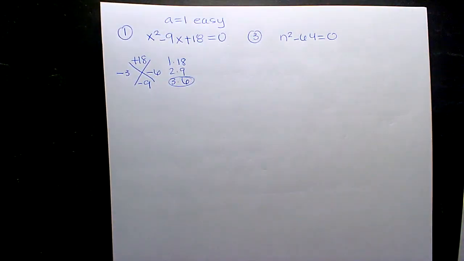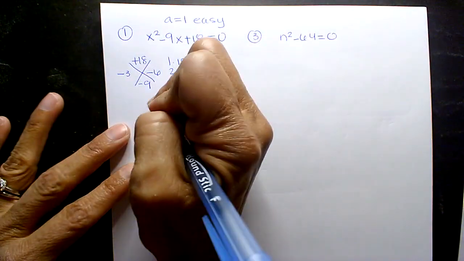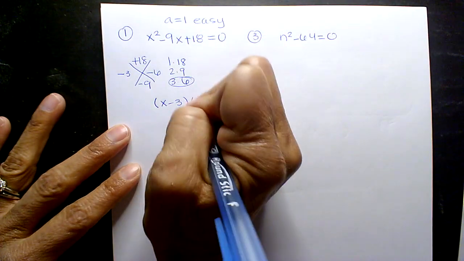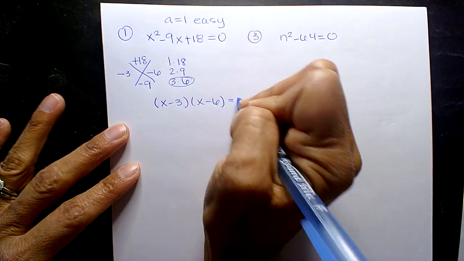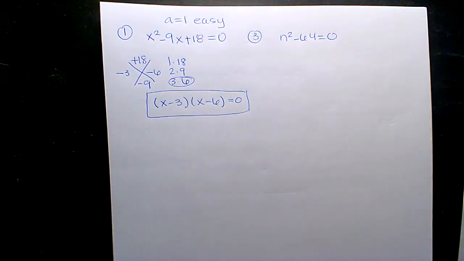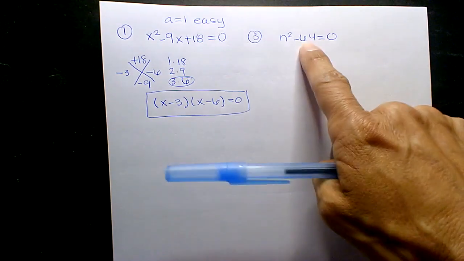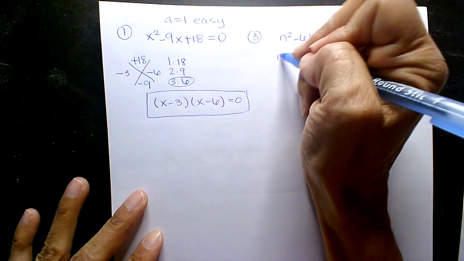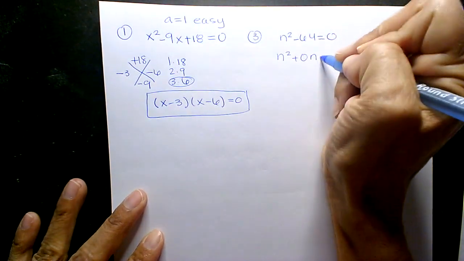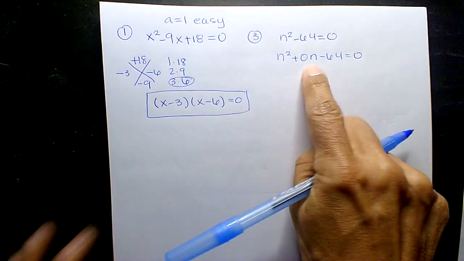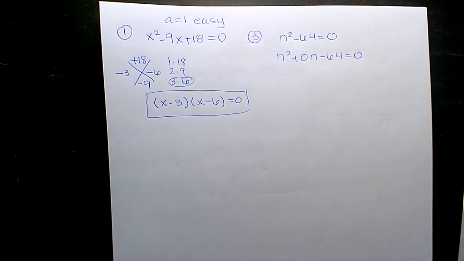So it's this pair. Now you just go straight to your binomials. X minus 3, x minus 6 is equal to 0. That is your answer. You could still do all those steps, but you don't have to. Okay, so now look at 3. What's wrong with 3? 3 does not have a B term. See how the B term is 0?